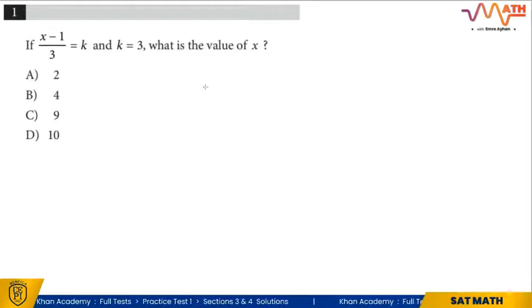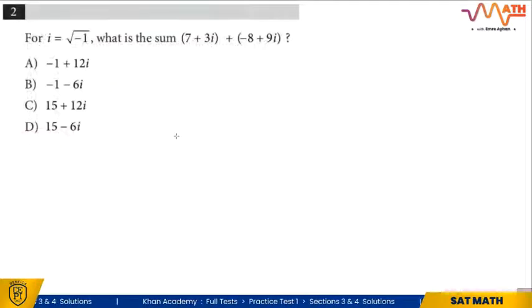It's a really simple question. K is given. X minus 1 over 3 is equal to 3. Then let me write here. This is going to be 3, right? So then X minus 1 will be equal to 3 times 3, which is 9. So x is equal to 10. First question is 10.